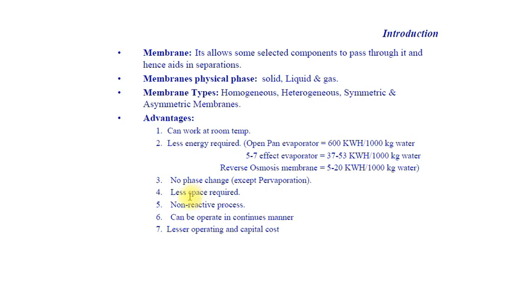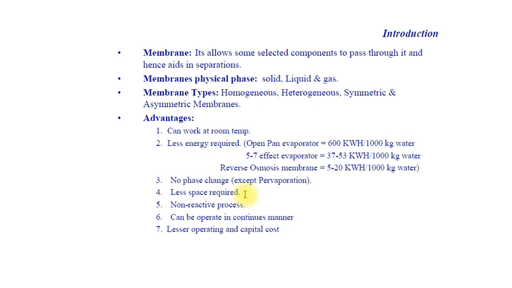Now the next advantage is less space required. Less space is required because it is a surface based phenomenon. Membrane based separation is basically a surface based phenomenon, and you can accumulate a lot of membrane surface in a small volume by using a specific geometry. That is called the membrane module. We will discuss membrane modules also. So in membrane based separation we can accumulate a large amount of membrane surface in a small volume.